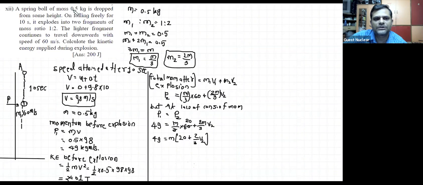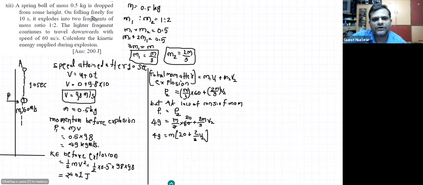The total mass of the body is already given to us in the question, which is 0.5 kilogram. So if you put it here, then we get the next step: 49 is going to be equal to 0.5 into 20 plus 2/3 v2. Then we can take this 0.5 to that side. Remember carefully that 0.5 means 1/2, and if 1/2 goes to that side, it becomes 2.